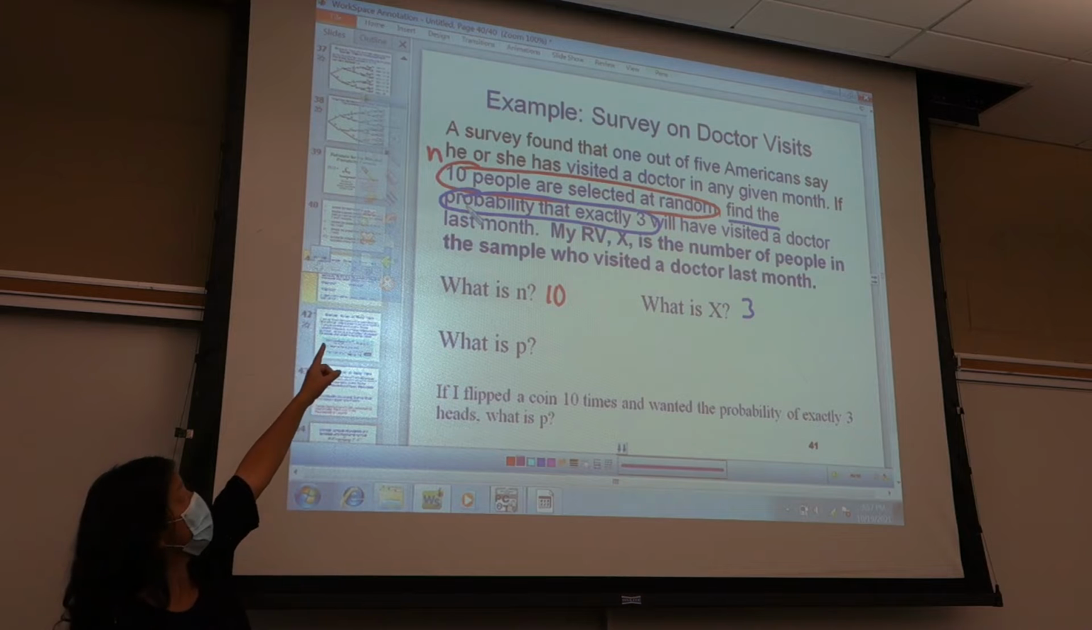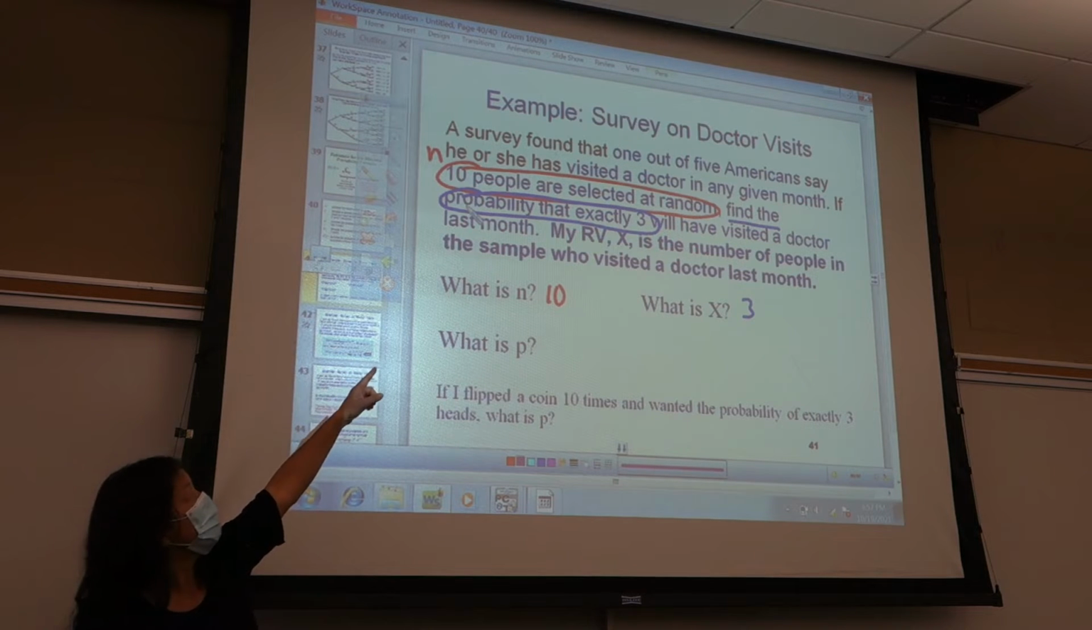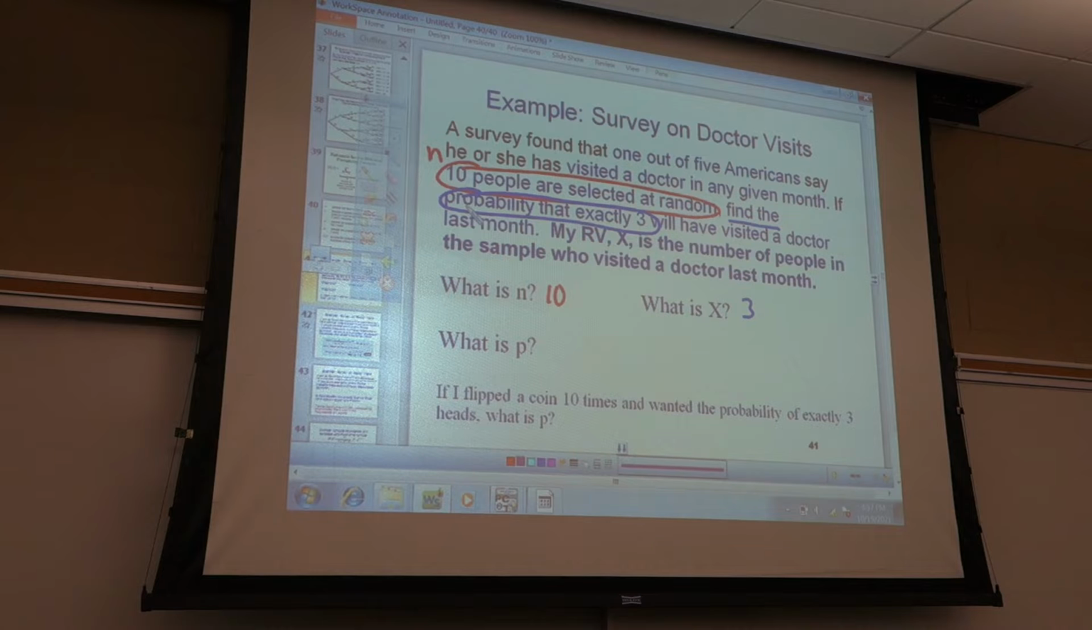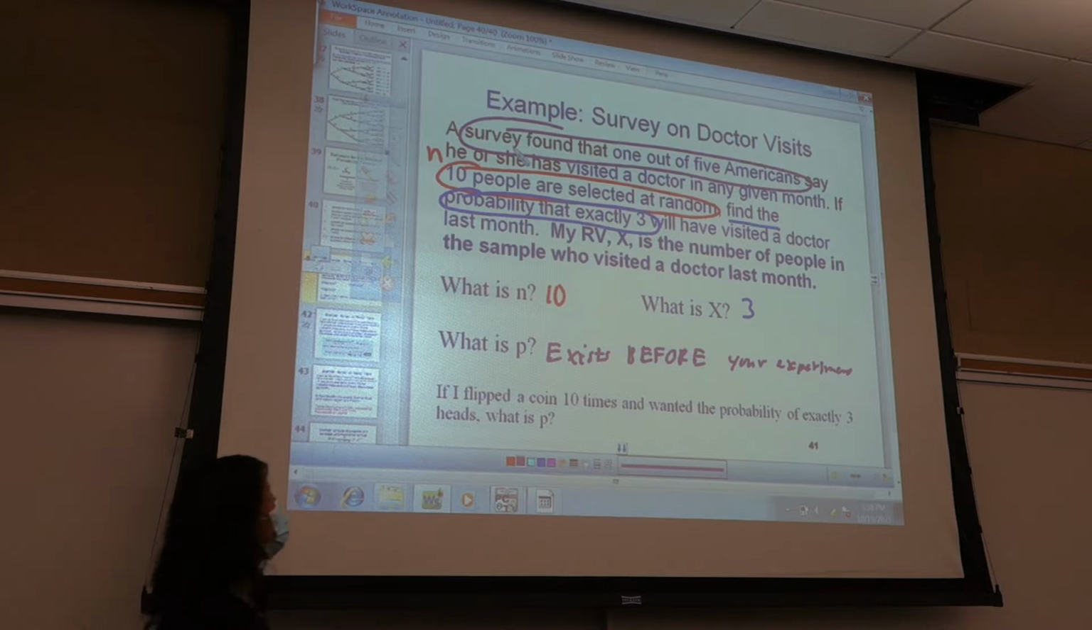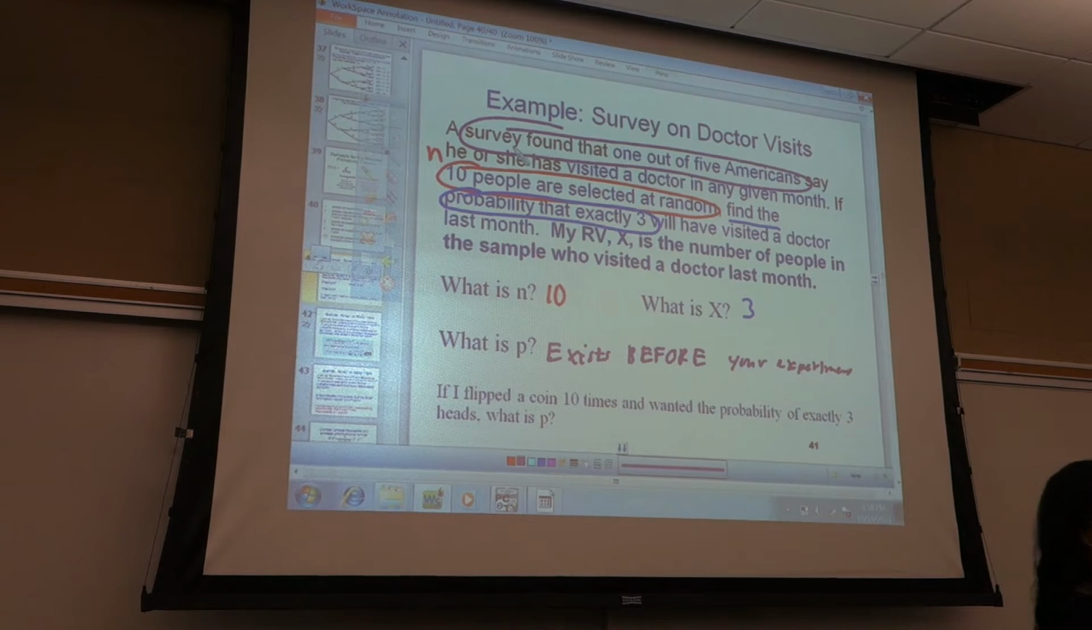So Sarah, where'd you get your 0.2 from? Because the survey said 1 out of 5 Americans say that they visited a doctor. 1/5 is 0.2. Right, so this exists before your experiment. Before your experiment even came along, there was a survey. Before you even thought of your experiment, this existed. A survey found that 1 out of 5 Americans visited a doctor.